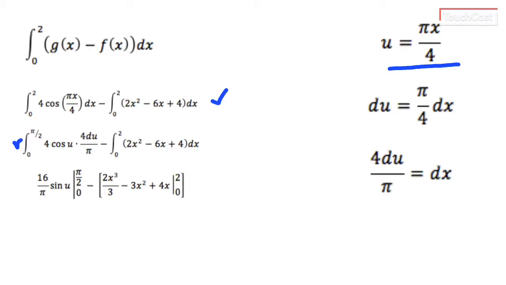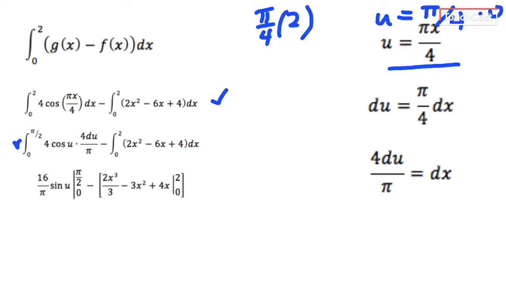I'm going to change my limit. So if u equals pi x over 4, and my old lower limit was 0, my new lower limit is going to be pi over 4 times 0, which is still 0. That's how I got that lower limit 0. My new upper limit is going to be pi over 4 times the old upper limit, which was 2. So it's going to be pi over 4 times 2, which makes pi over 2. That's how I get that upper limit.